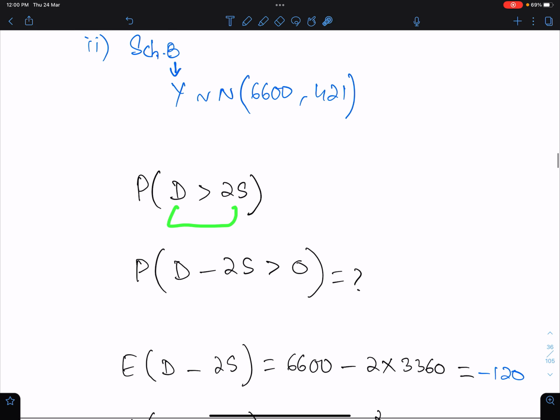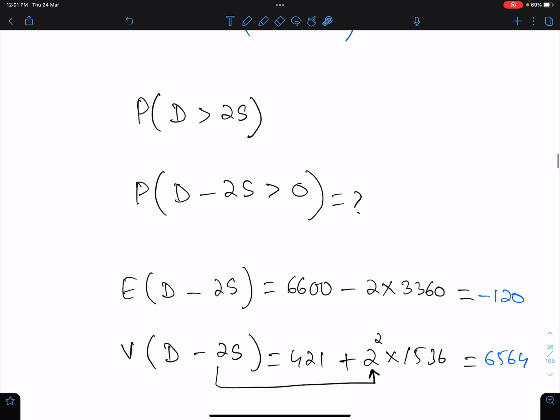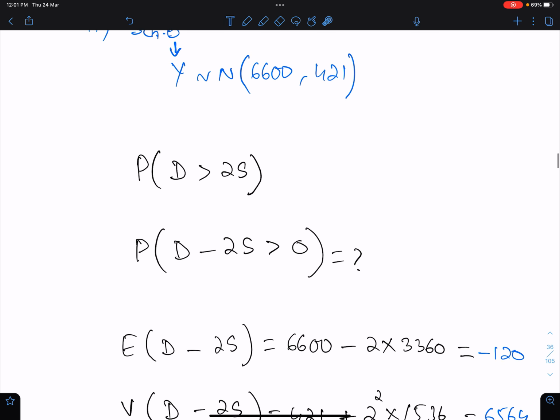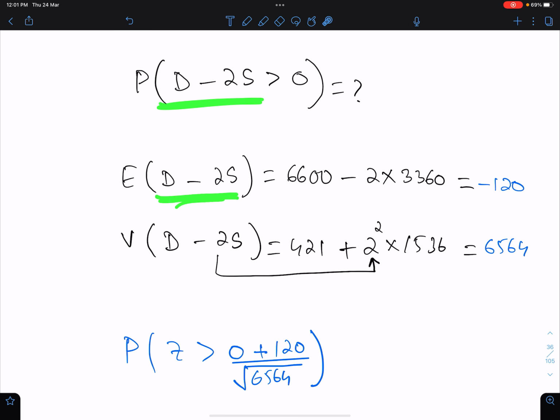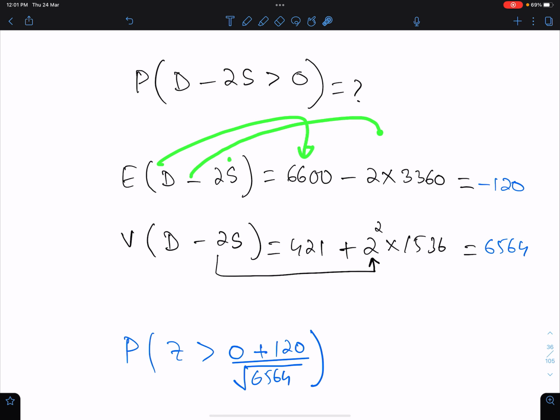We can write this as x or y, or just d or s. It's your choice. So d greater than 2s. So bring this on the left hand side of this inequality. So we need this probability. So d minus 2s, this is the mean of d, and this negative 2 is here, and this is the mean of s. In variance, convert this negative into positive, and we must square this 2, because this 2 is a multiple of this s.